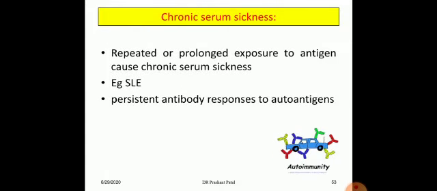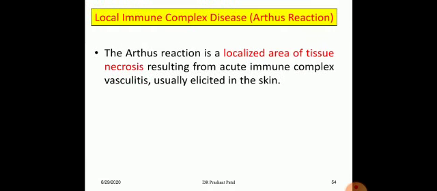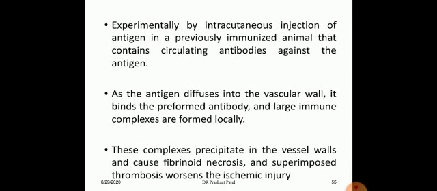Chronic serum sickness. Repeated or prolonged exposure to antigen causes chronic serum sickness. An example is SLE. Arthus reaction. The Arthus reaction is a localized area of tissue necrosis resulting from acute immune complex vasculitis, usually elicited in the skin. Experimentally, it is demonstrated by intracutaneous injection of antigen into a previously immunized animal that contains circulating antibody against the antigen.